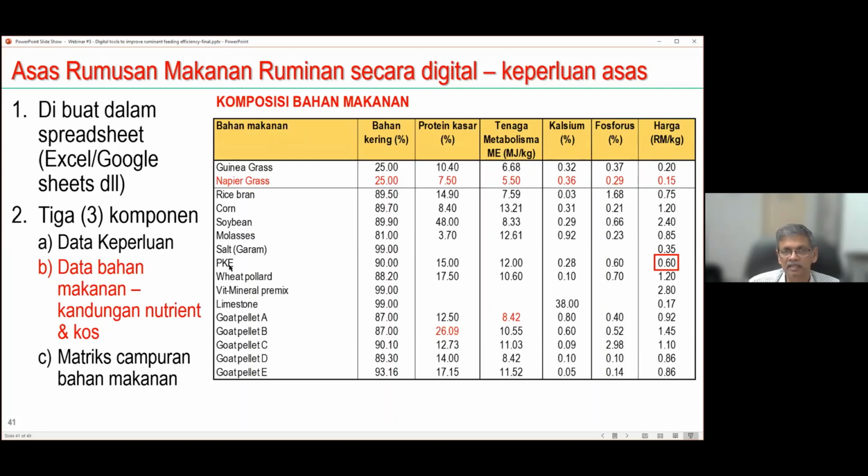Kalau kita lihat lagi, saya letak PKE. PKE merupakan bahan tempatan yang banyak di Malaysia, banyak digunakan dalam makanan ruminant, 60 cents. So yang ini kita kena ada dan kita boleh tukar mengikut harga kita sebab ini berbeza. PKE dekat Johor mungkin berbeza dengan Kedah sebab sumber dengan logistik. Yang lain pun ada, ini semua kira by-product.